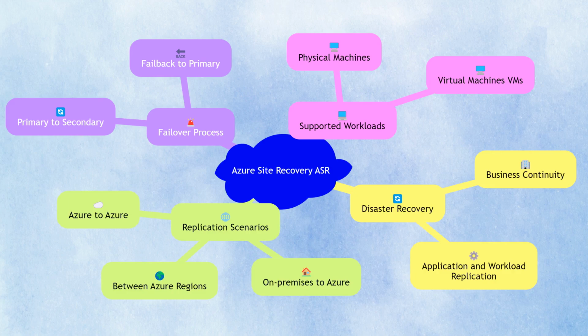Azure Site Recovery, ASR, is a disaster recovery solution that ensures business continuity by keeping your applications and workloads running during outages. It replicates workloads running on physical and virtual machines, VMs, from a primary site to a secondary location. When an outage occurs at your primary site, you fail over to the secondary location and access your applications from there. Once the primary location is restored, you can fail back to it.